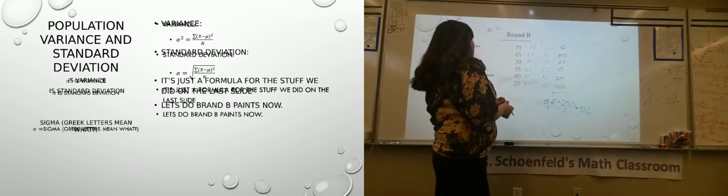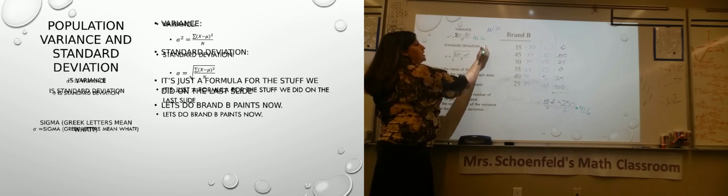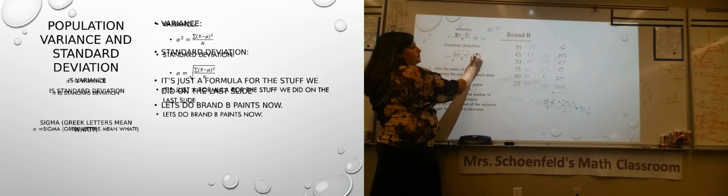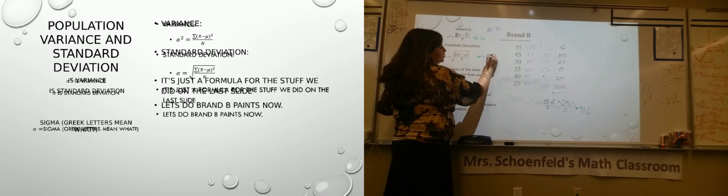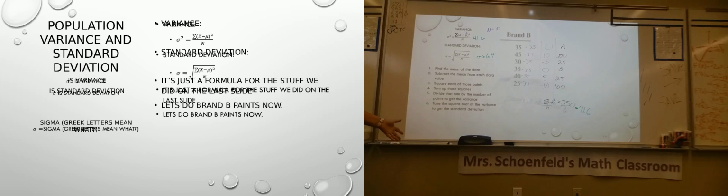41.6. So that is my variance. Now I'm taking the square root. Yep. 6.4. Okay, which one of those had a lower variance?